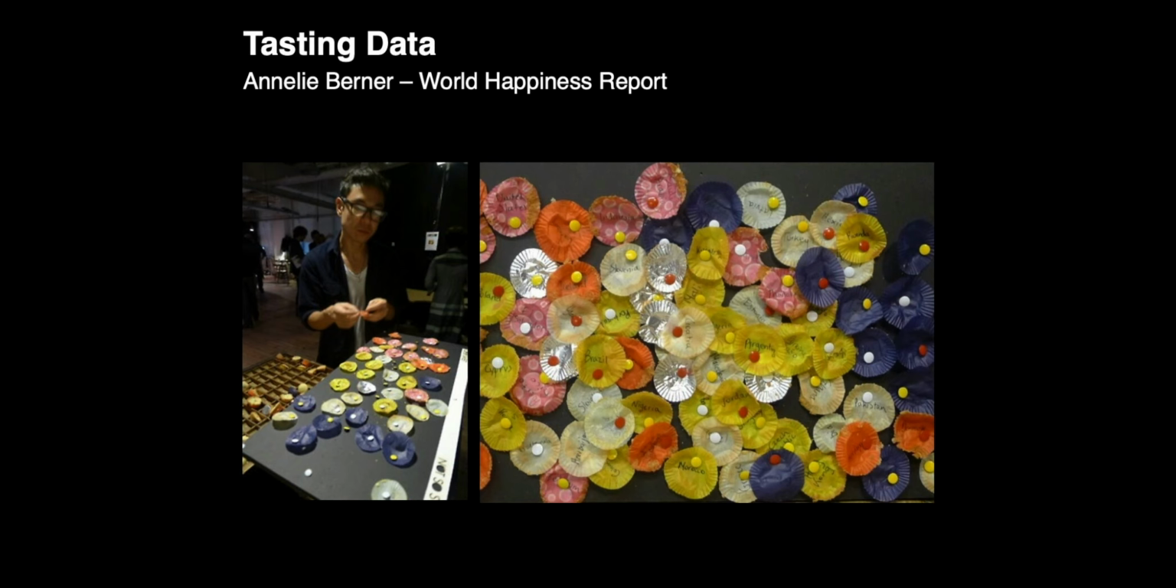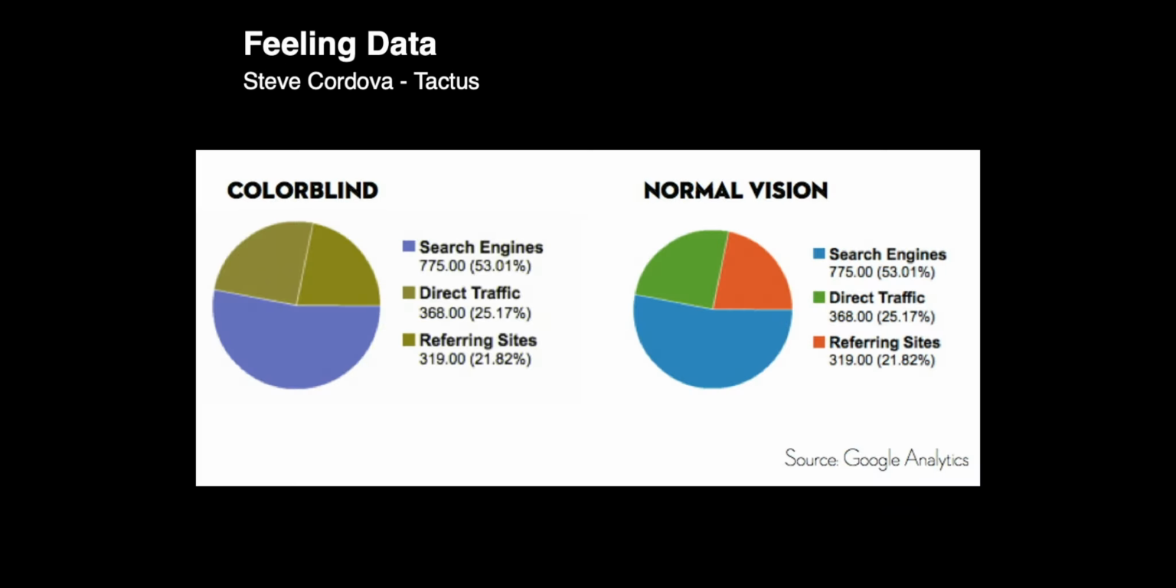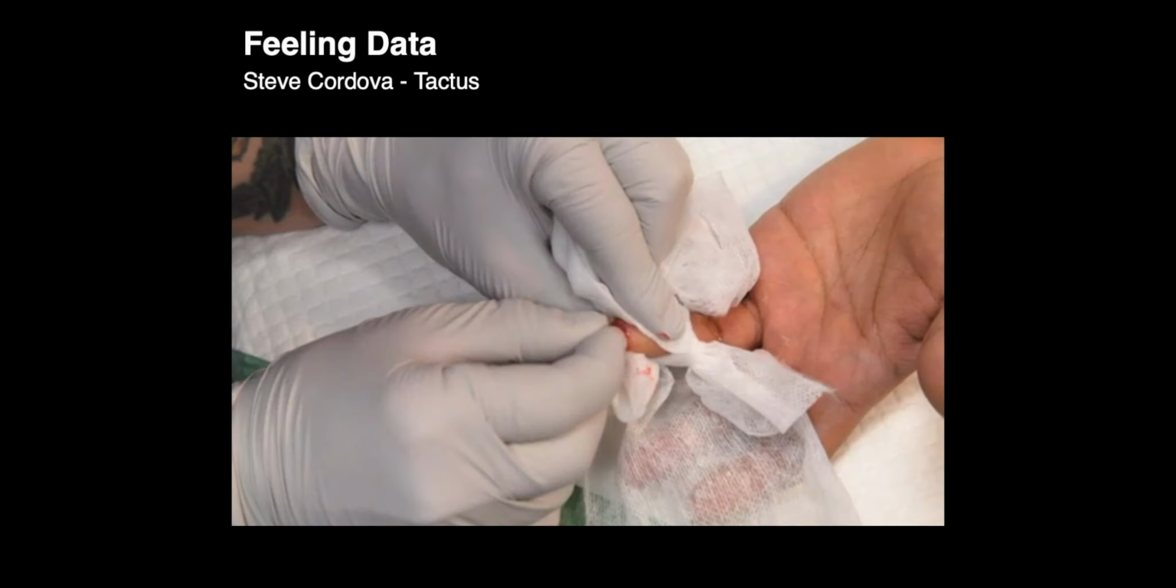If it's not sweet, then that country is not happy or not as happy. So that's tasting data. Another friend of mine, Steve Cordova, created a project called Tactus. And he is actually red-green colorblind. And he wanted to create this device that can detect color and then interpret that in a way that he can understand. So what he did was he embedded a magnet in the tip of one of his fingers.